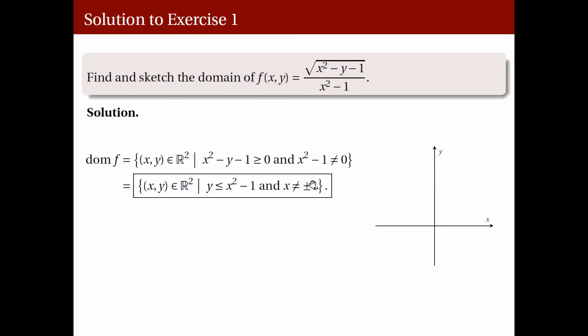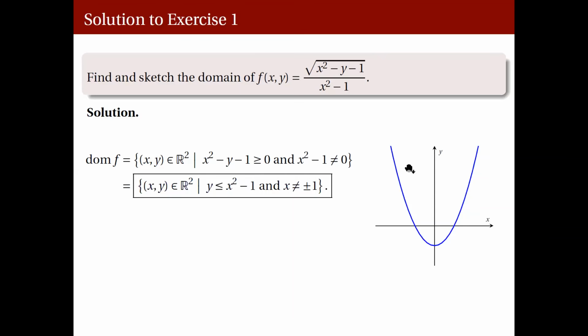Here we have our Cartesian plane, and we will be sketching this domain of f. First, let's start with the parabola from this inequality. This is an inequality, right? So we will start with the equation form, y equal to x squared minus 1, like this. Since we have this curve now, and since we have less than or equal to, we will be including this curve here. Okay?